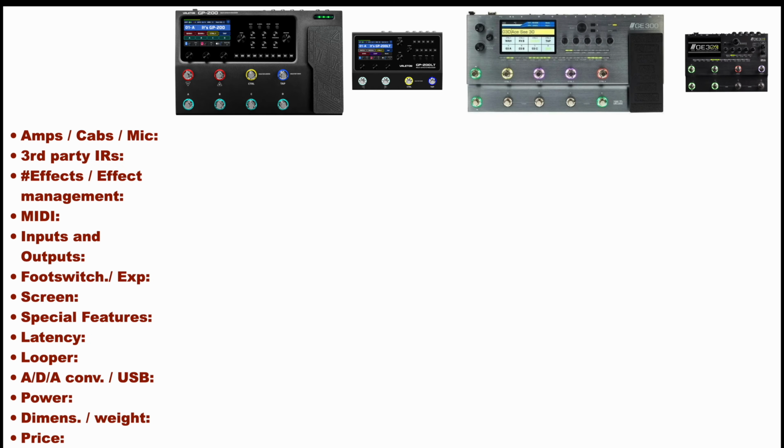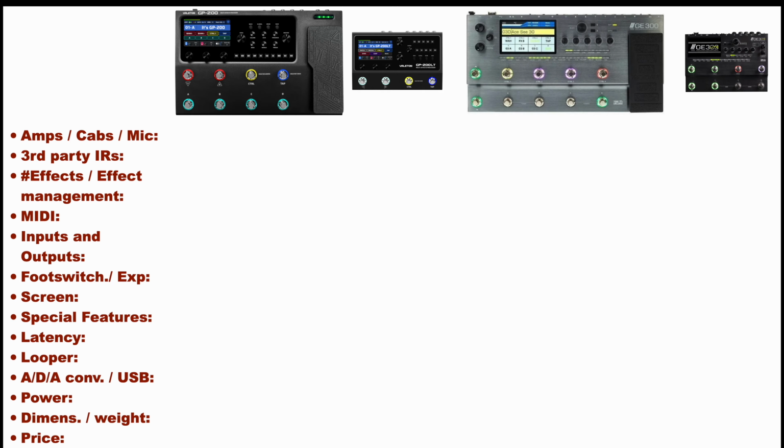We will now compare the four units among the following parameters: number of amps, cabs and microphones built in, third-party IRs, number of effects and effect chain management more in general, MIDI, inputs and outputs available in both the units, foot switches and expression pedals, screen size and type, special features, latency, looper and drum machine, ADA conversion and USB channels, power, dimensions, weight and price.